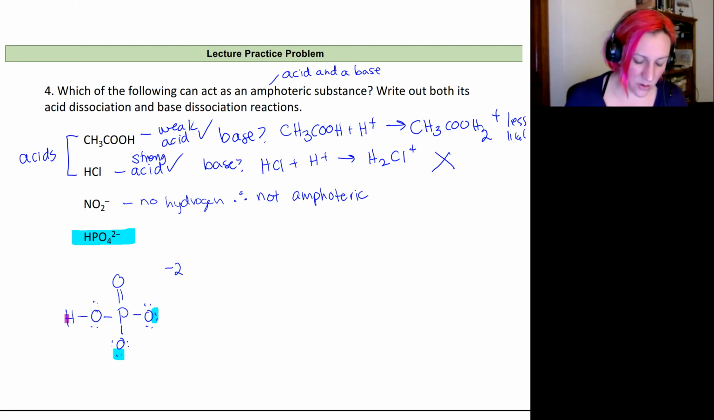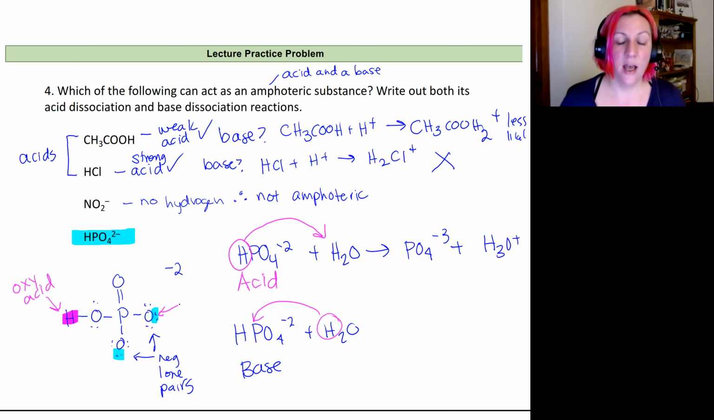Now, if it's a base, that hydrogen is going to come from water, which will be our acid, and is going to be donated to our HPO4 2 minus. It's going to form a bond at one of these lone pairs that have a formal charge of -1 on that oxygen. So we add a hydrogen to our HPO4 to form H2PO4. Now our charge goes from -2 to -1, and we'll be left with a hydroxide ion.